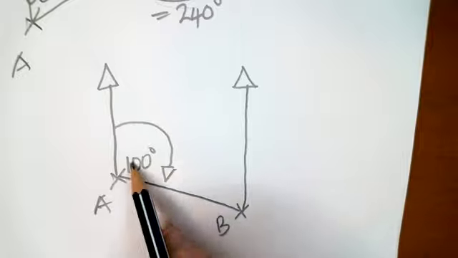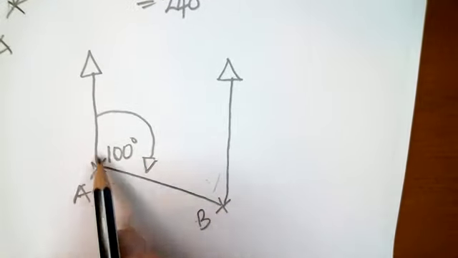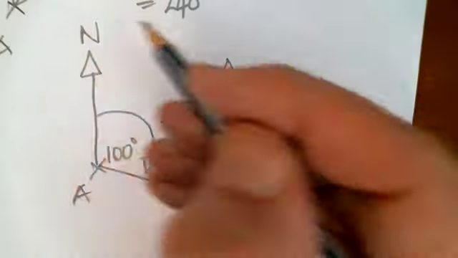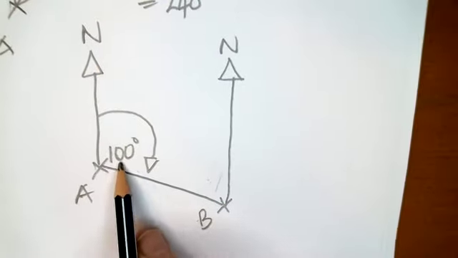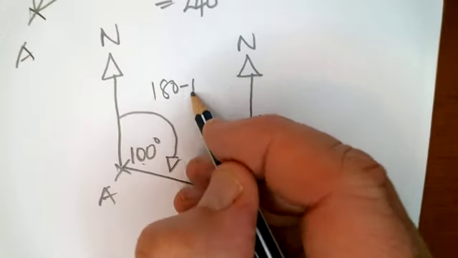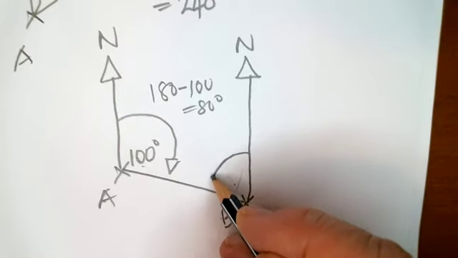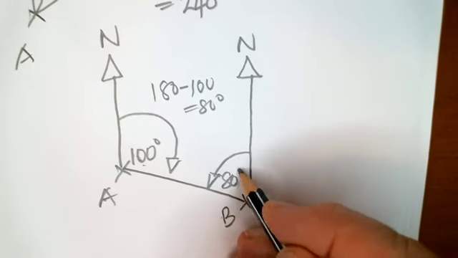So I know that these two angles here, because these lines are parallel, they're both facing north, they're both facing the same direction, that this angle and that angle must add to 180. In other words, 180 minus 100 is equal to 80. So this must be 80 degrees. That's the angle, not the bearing. So I'll draw the arrow that way around.